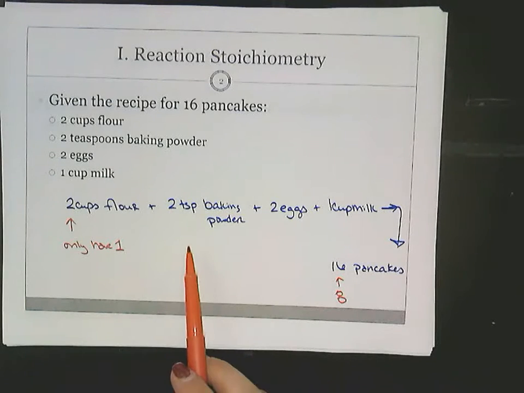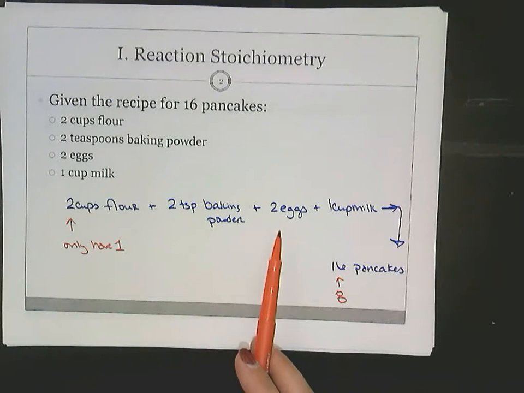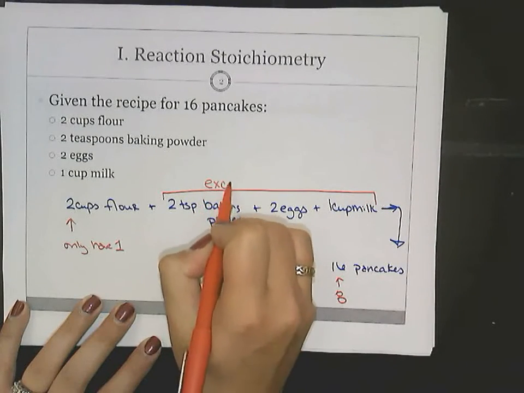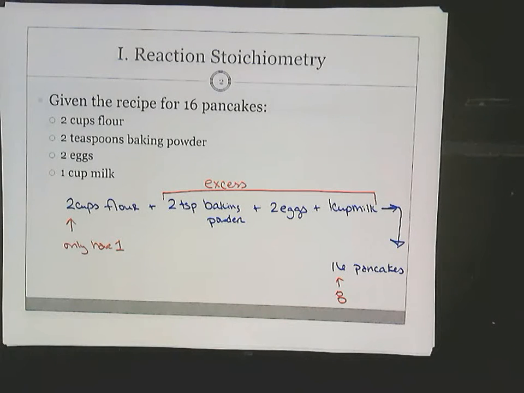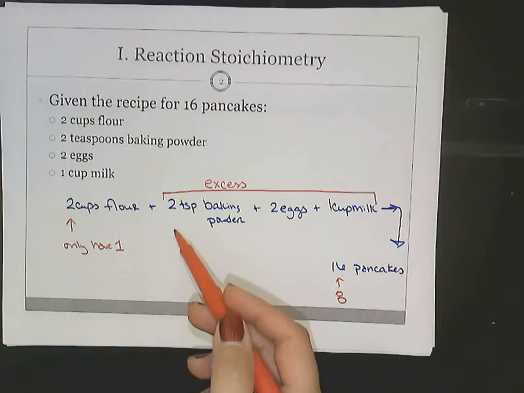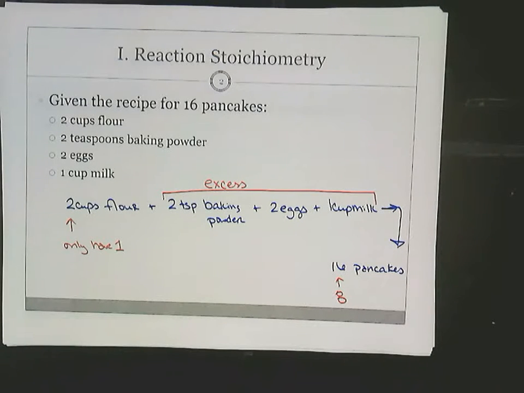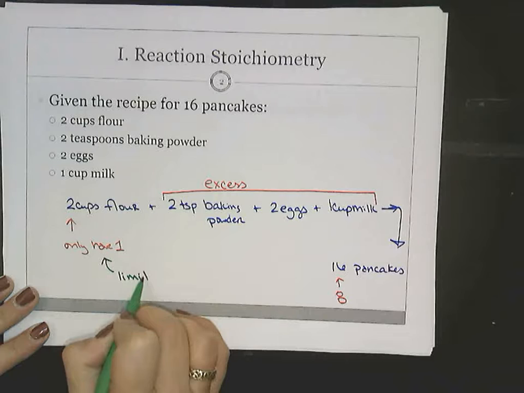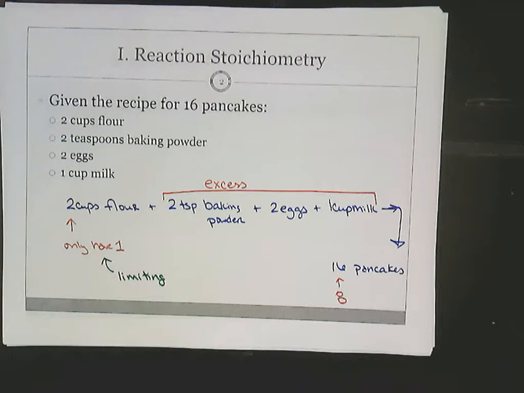I still have tons of baking powder, I still have lots of eggs, so I have an excess of these. I could have used 2 teaspoons and 2 eggs. I just didn't need to. This one right here, if I change it to only 1, that is the one that limits how many pancakes I can make. So this is the limiting reagent to how many pancakes I could possibly make. Everybody else is in excess.